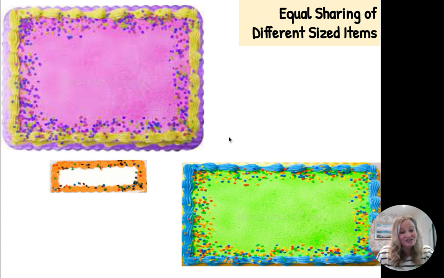The last section of the chapter is looking at equal sharing of different sized items. And it's this whole concept of going back to parts and wholes again. And if the whole is different, the part is different, so therefore the value of that part is different.